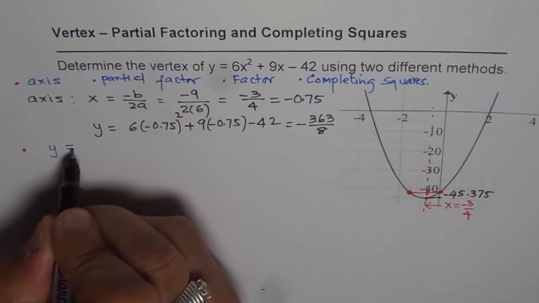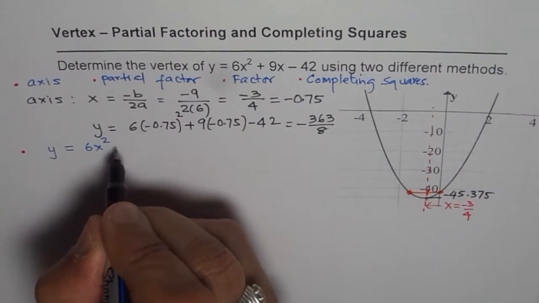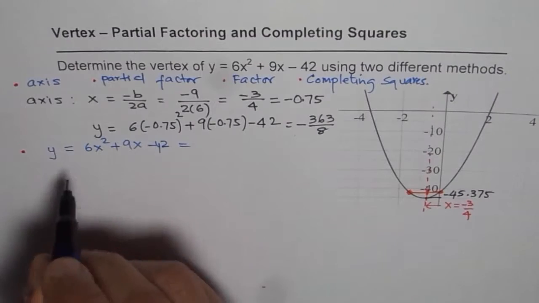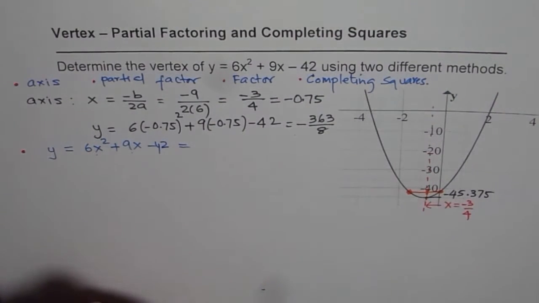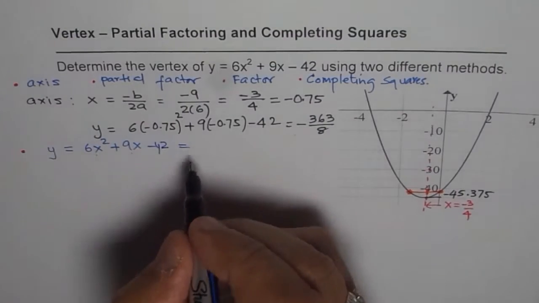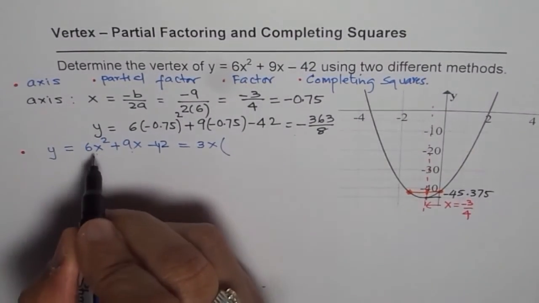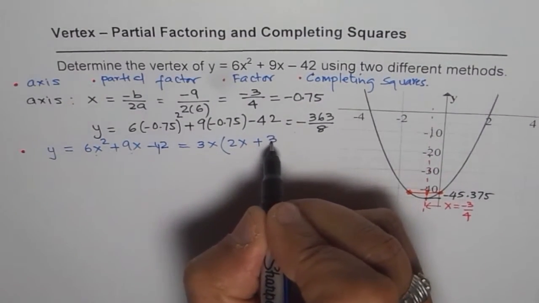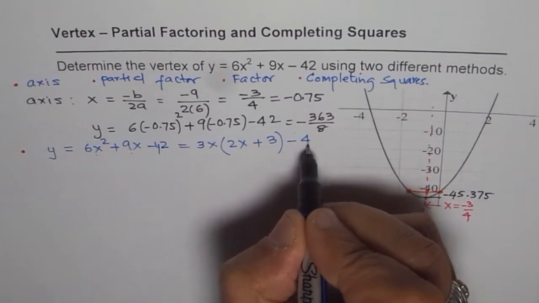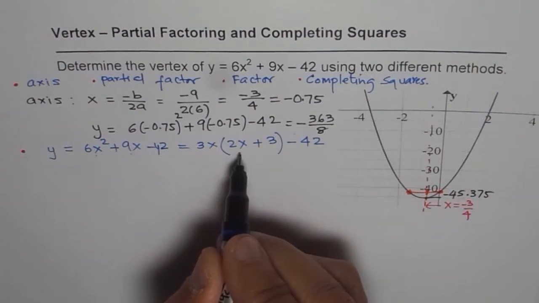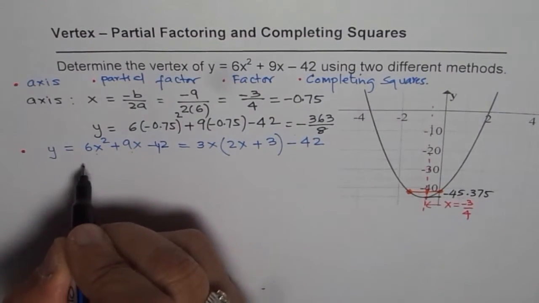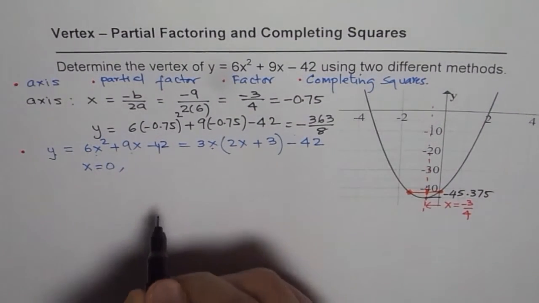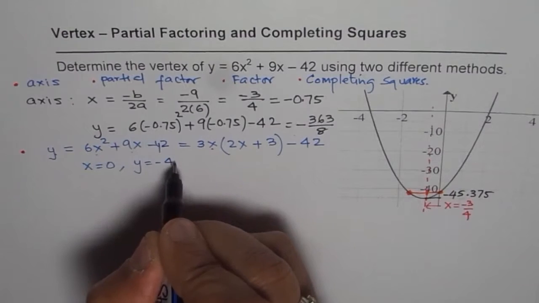We have y equals 6x squared plus 9x minus 42. Now I can factor these 2 terms, just these 2. Common things between them are 3 and x. So we are left with 2x, and here 9 divided by 3 gives us 3, minus 42. As you can see from this equation, if I write x equals 0, what do I get y as? This is 0. 0 times anything is 0. y will be equal to minus 42.